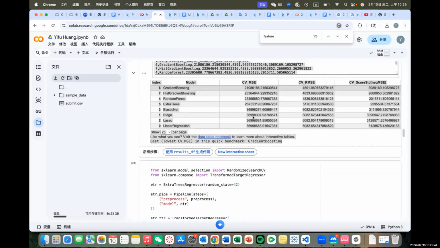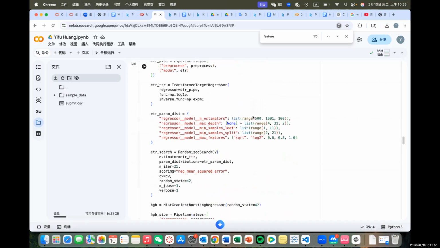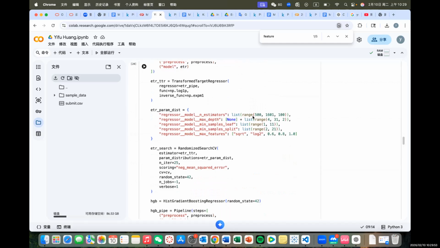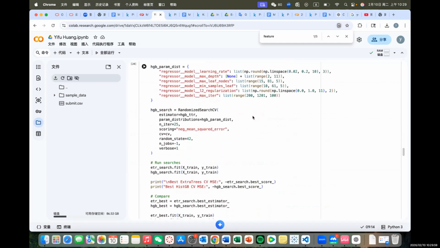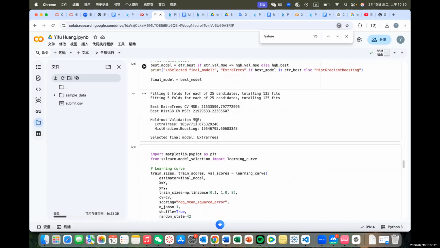4,837. After that, I also did hyperparameter tuning using randomized search for two strong tree-based models, Extra Trees and histogram gradient boosting. The CV RMSE results for the best Extra Trees model and the best histogram gradient boosting model are lower than this because I also used the holdout validation set to compare them again. On this set, we can see the numbers for the two models are also lower.